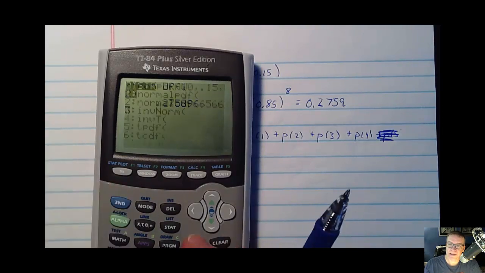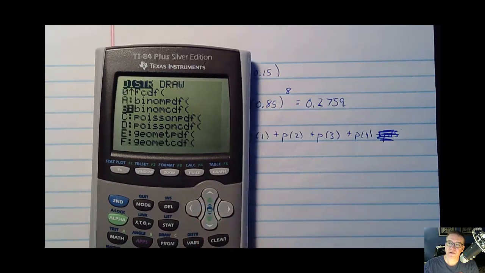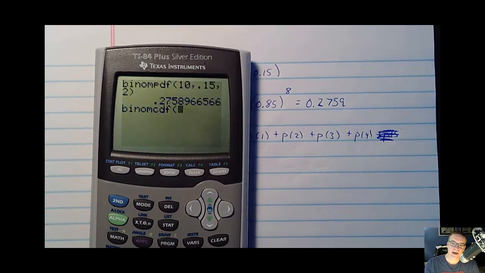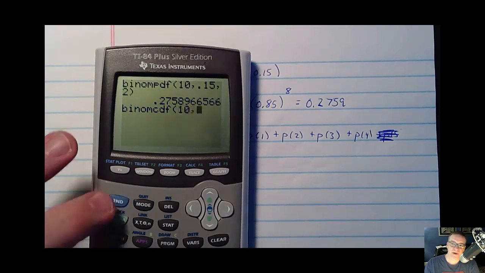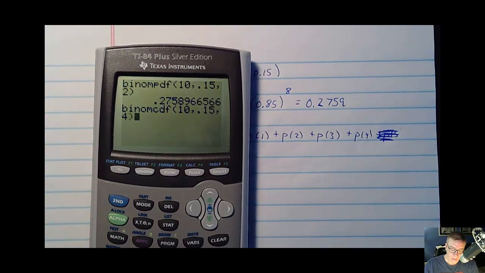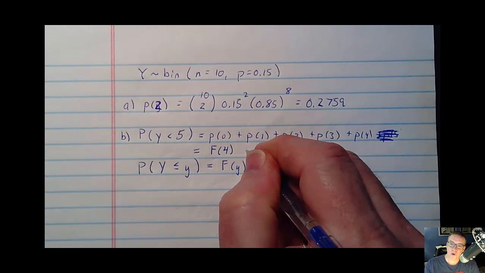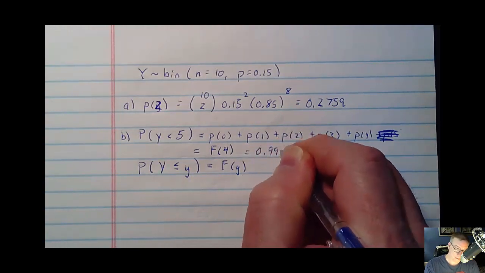Now your calculator has this built into it. If we go back to the distributions function and I do the binom CDF, that's cumulative distribution function, then I do this the same way. 10, 0.15, 4 is what I'm going to put in. And we see that that probability is 0.9901.